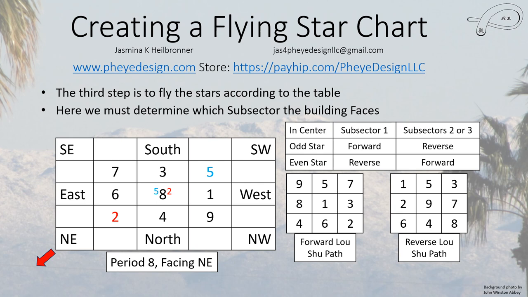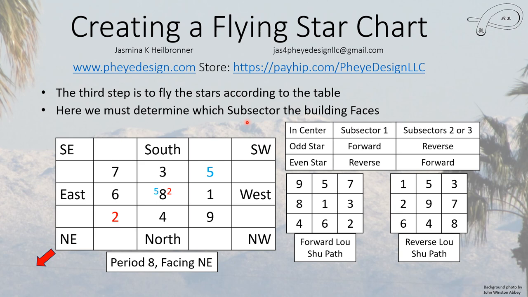Now, here's where we have to worry about exactly which subsector the building faces. And you can do that by finding the facing direction. It'll have an angle to it. And there are tables that they've given you that will tell you which direction it faces. So it's not terribly hard.